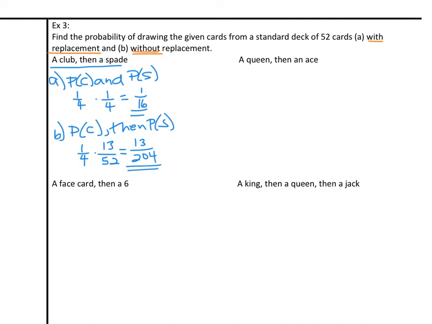See if you can try the next problem. A queen and then an ace. Once you think you have it, press play and see how you did.